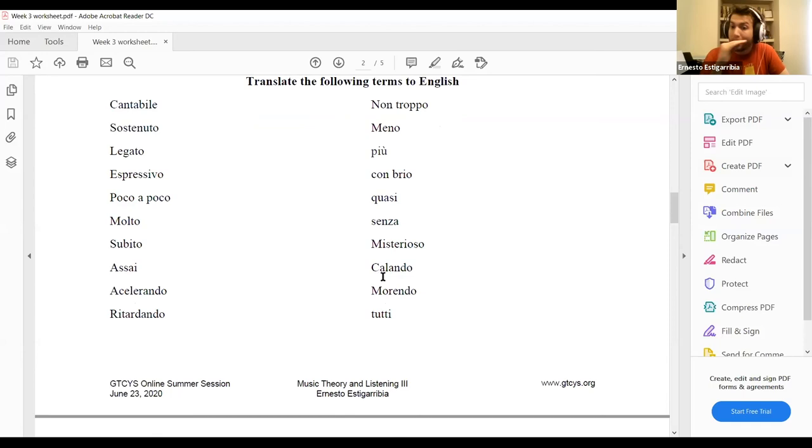Morendo literally means to die, dying. So morendo means disappear into nothingness. When you die, you disappear, like your beat gets slower, and then the sound, the energy gets softer. So get softer and slower, morendo, dying.